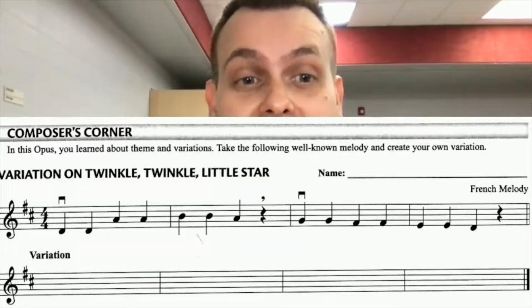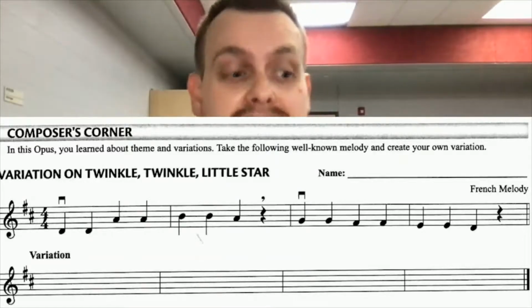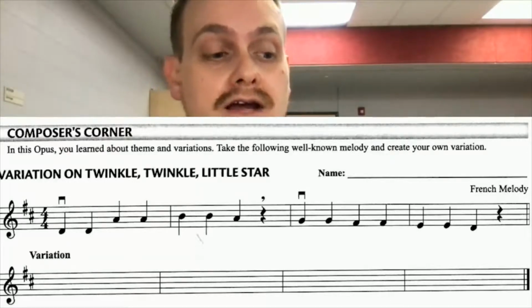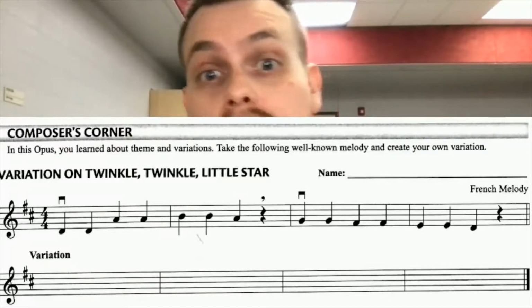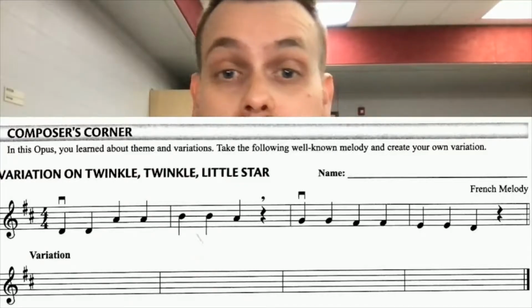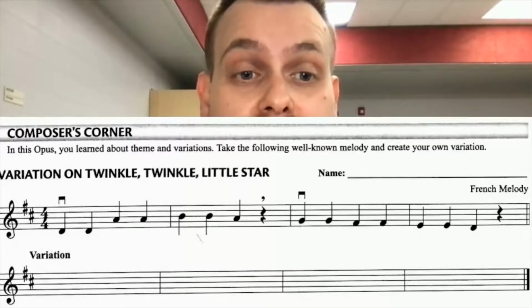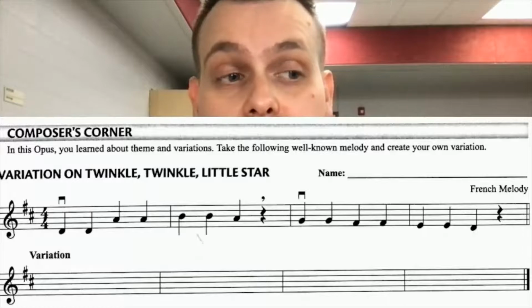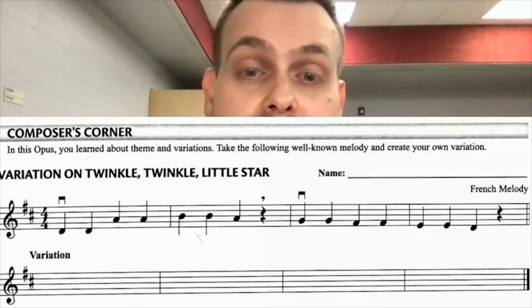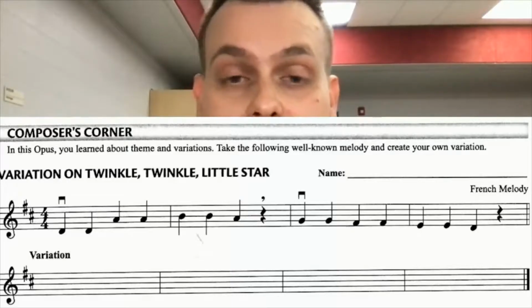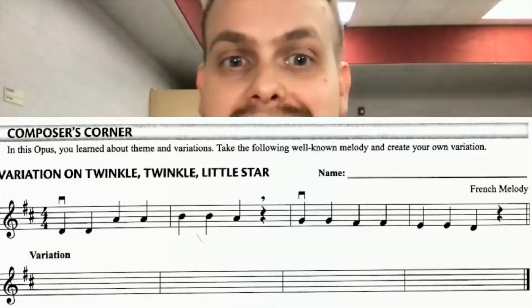Orchestra class. Welcome back. Today's assignment is kind of funky. We're going to be looking at Composer's Corner in the middle of page 41 in your books. We're trying to create a new variation on Twinkle, Twinkle, Little Star. We learned about variations earlier with that cabbage song, Boil Them Cabbage Down, and we did different versions of that with different time signatures. What you can do is something just like that.